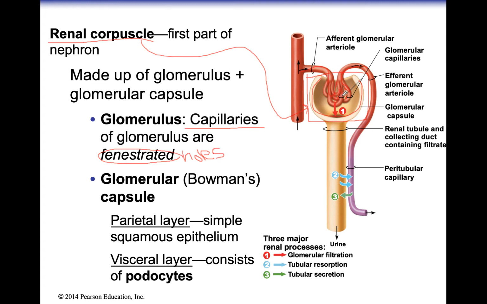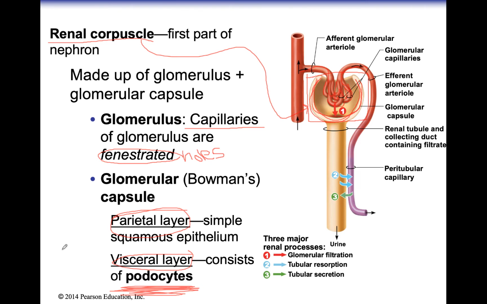So this capillary has holes in it. That allows for the filtration. The capsule space around it is made out of two layers. This outer layer where my pen is drawing, this outer layer is called the parietal layer. Parietal means outer, and it's made of simple squamous epithelium. The inner layer, which you can't see on this picture, it lays right down on top of the glomerulus. That's called the visceral layer. You are going to see this in a very good picture coming up. This is made of podocytes. I need you to know this cell type.